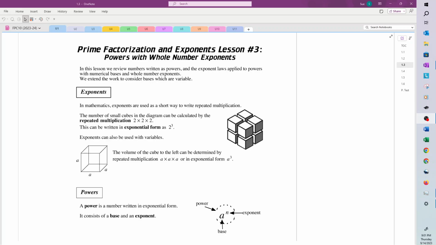All right, so in math, we use exponents as a short way to write repeated multiplication. So instead of saying 2 times 2 times 2, we say 2 cubed, or 2 to the power of 3. And we can also use exponents with variables. So we can talk about the volume of this cube as length times width times height, which is a times a times a, and we can write it as a cubed, which is the exponential form that's here.